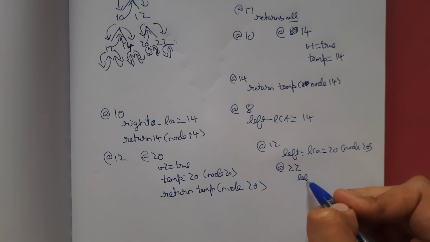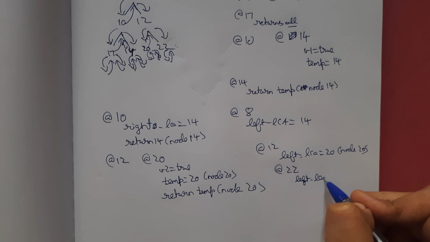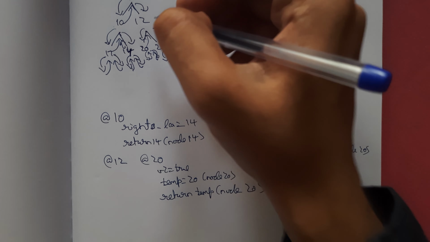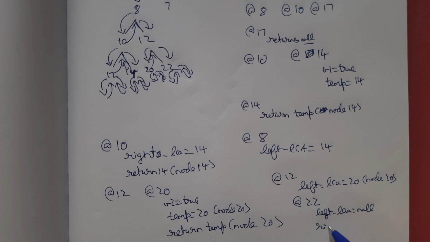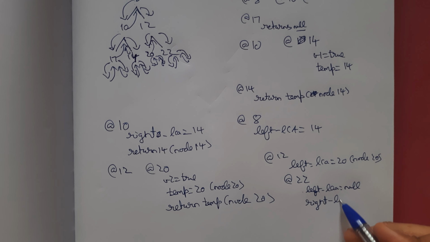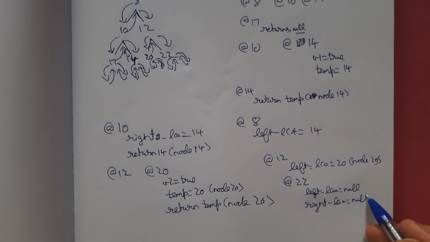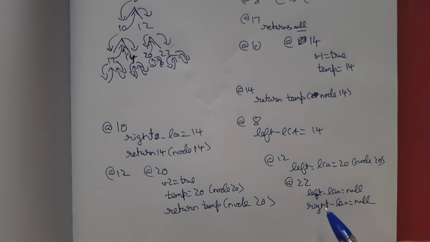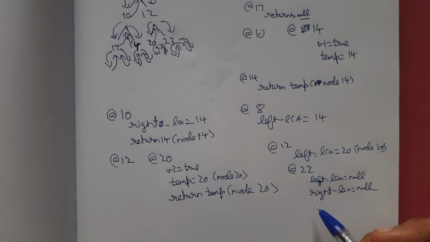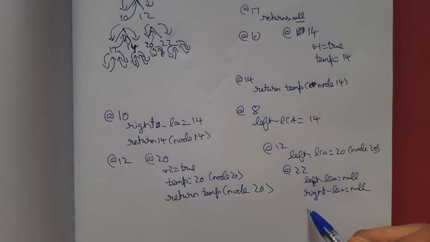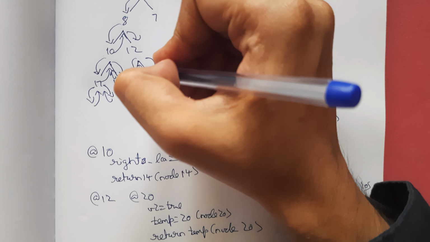So at 22, left LCA will be null, and at 22 we go to the right subtree, which is also null. Similarly, right LCA is also equal to null. Since both these values are null and the temp is also null, what's going to be returned from 22 will be null. So null is returned back to 12.